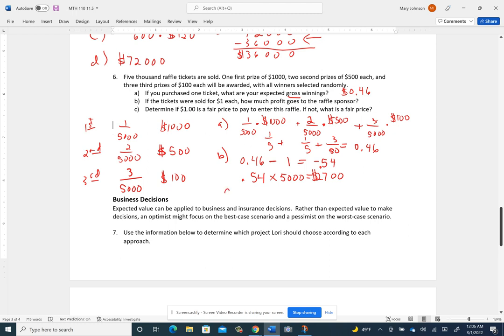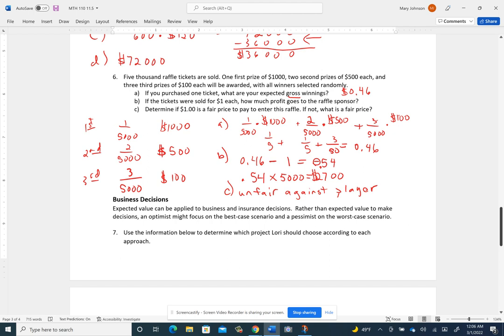Now on C, it says, was $1 a fair price? Well, remember, your net winnings should be 0 if it were a fair price. So not fair, unfair. And it's unfair against, right, the player.